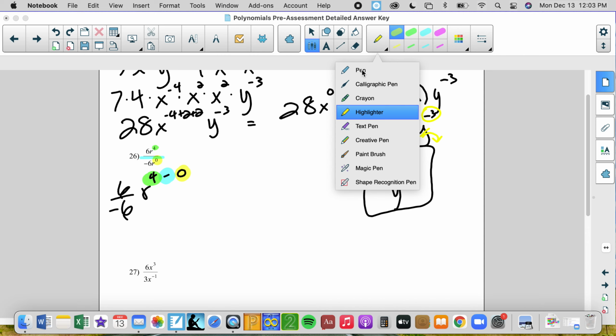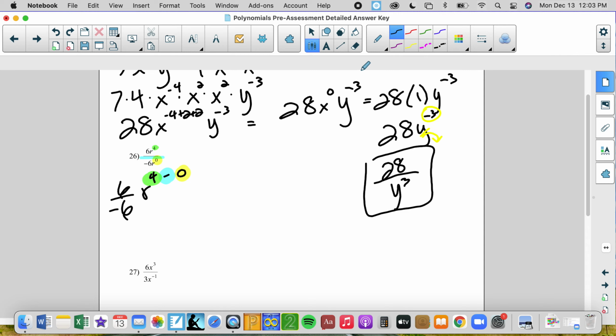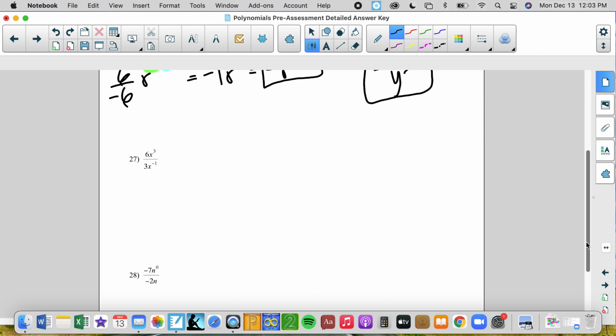And what does that leave us with? Well, 6 over negative 6 is equivalent to negative 1, r to the 4th. 4 minus 0 is 4, and I would never leave that as negative 1. I would leave it as negative r to the 4th. That is the only answer I will accept for that.